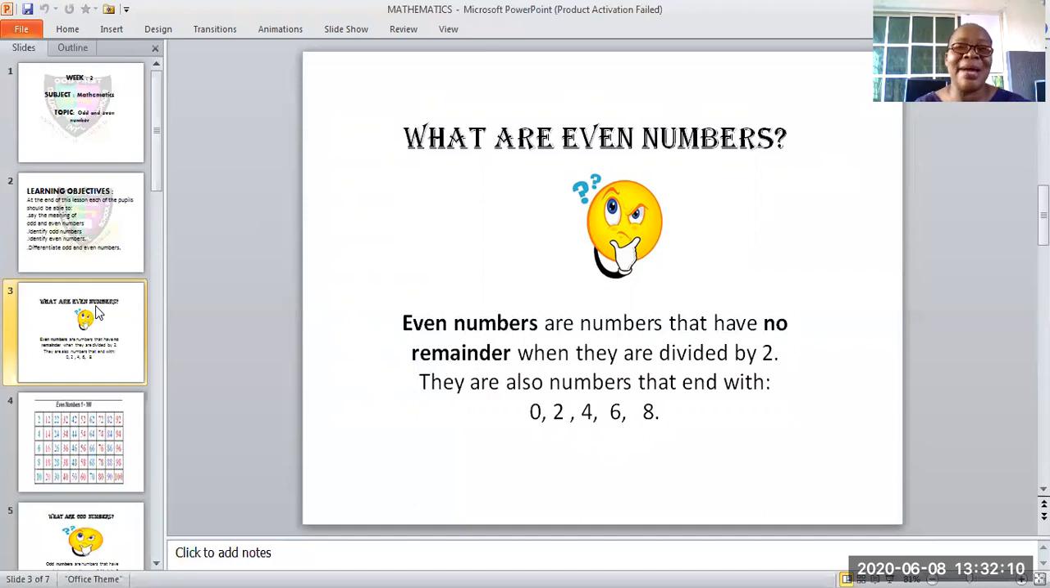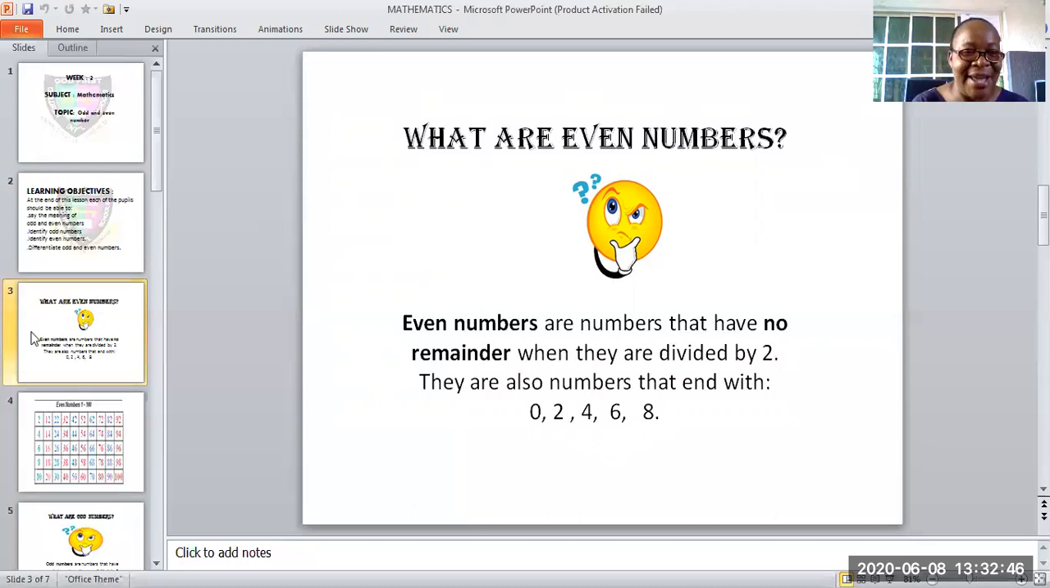Beautiful. Let me run that by you again. Even numbers are numbers that, when divided by 2, whatever the digit you use, whatever the number you choose, will have no remainder. Even numbers are also the numbers that end with 0, 2, 4, 6, and 8. Did you get that? Beautiful.